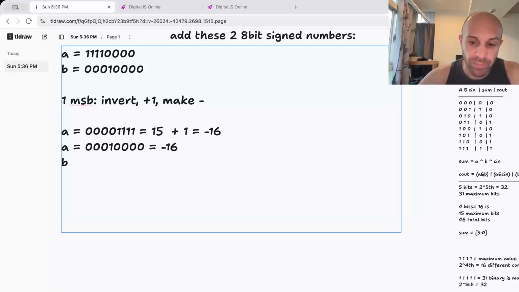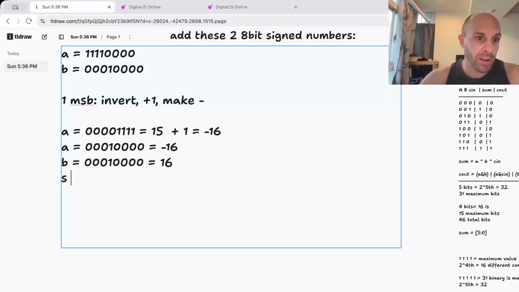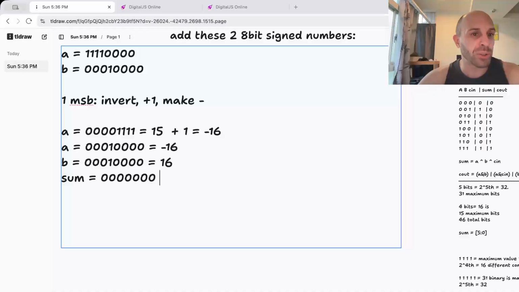Now B, we're adding this. It's also 16, but this is positive because this here was 0. So you have negative 16 plus 16, which is 0. But we don't have to change it because it begins with 0.